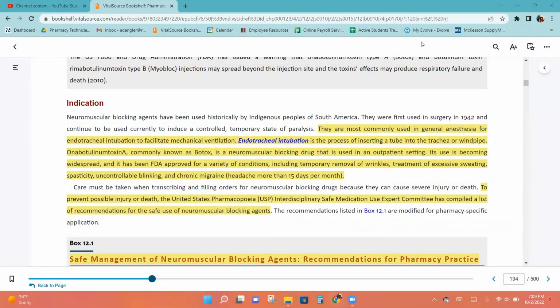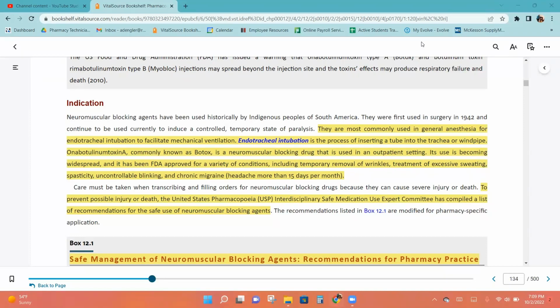Neuromuscular blocking agents have been used historically by indigenous peoples of South America. They are most commonly used as a general anesthesia for endotracheal intubation to facilitate mechanical ventilation. Endotracheal intubation is the process of inserting a tube into the trachea or windpipe.